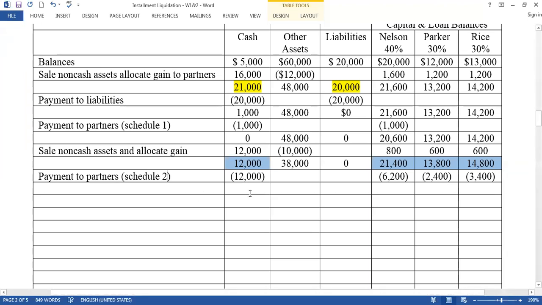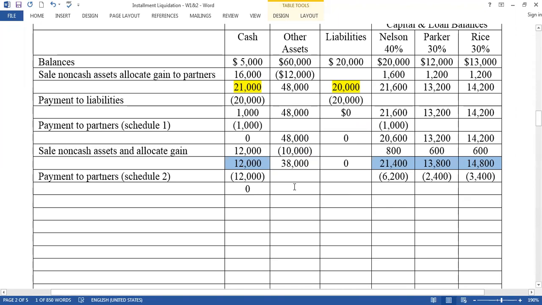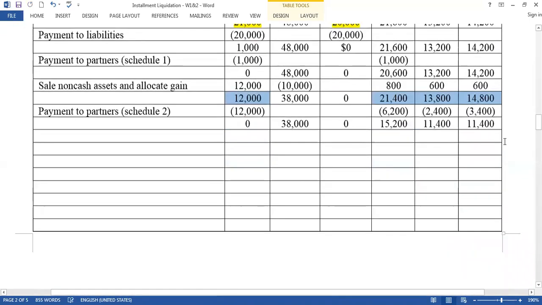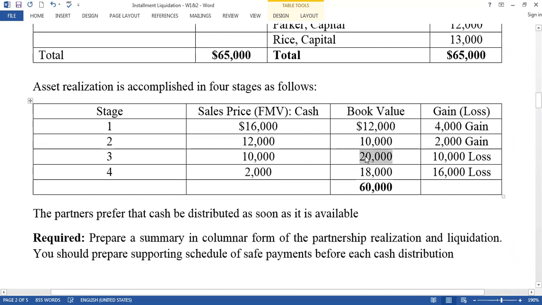Clear? Now the balance is, look at here, balance is 0. And here balance is $38,000. Then 0. Now their balance is 15,200, 11,400, and 11,400. Now, according to stage 3, company sell $20,000 asset.